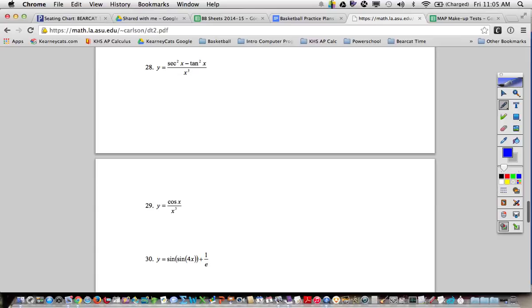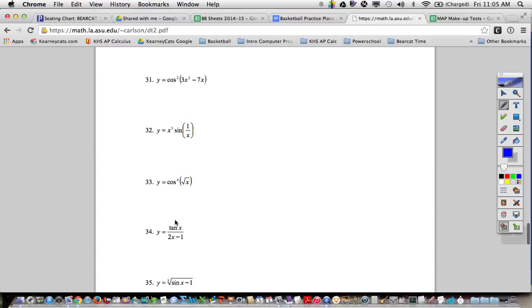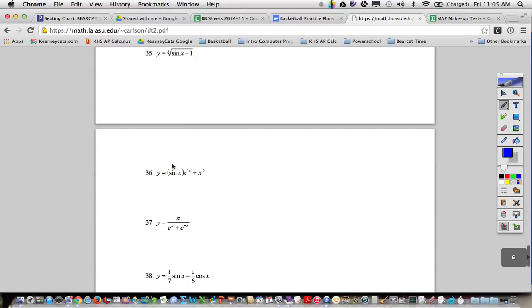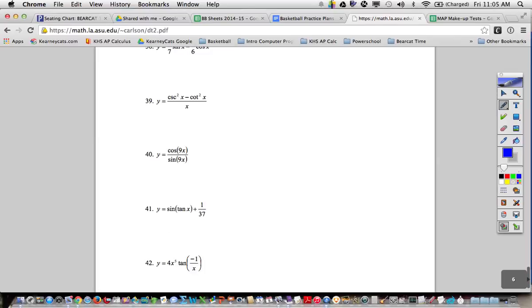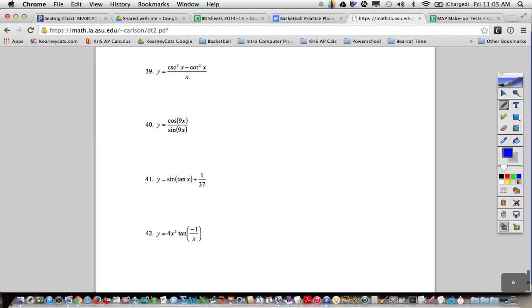Better study the derivative of secant. It's secant times tangent. Secant times tangent is the derivative of secant. Okay, you get some more in here. Again, a lot of sines and cosines. Those we run into a lot. There's a cotangent. There's a cosecant. Better study those rules. Okay.